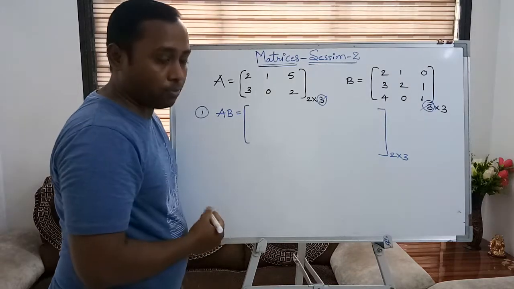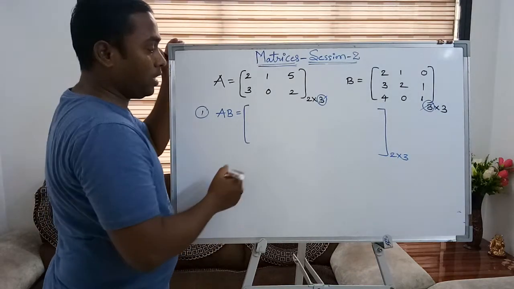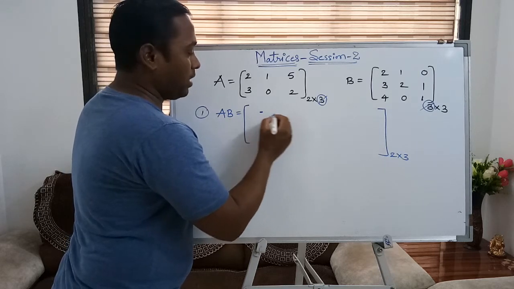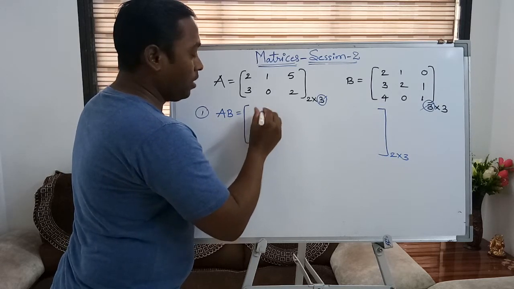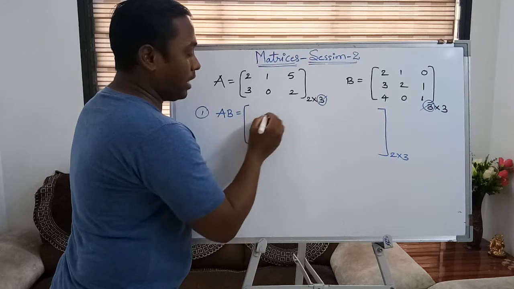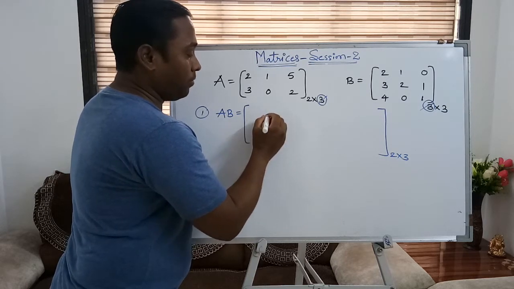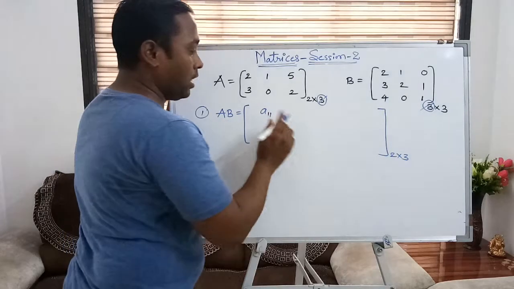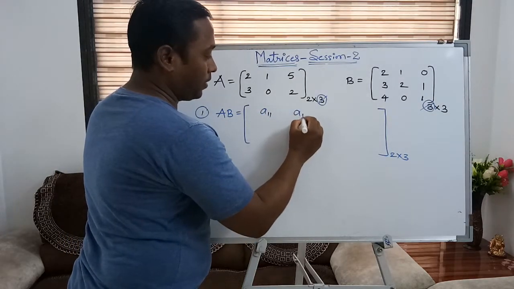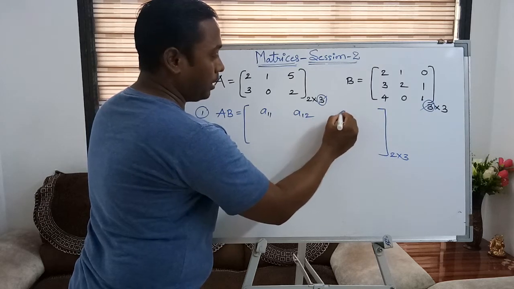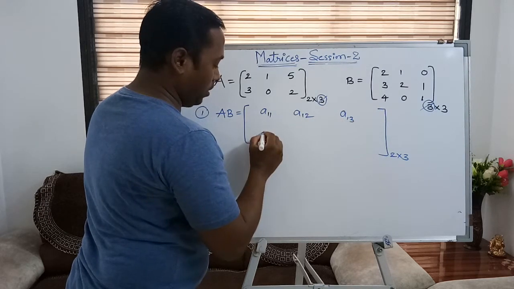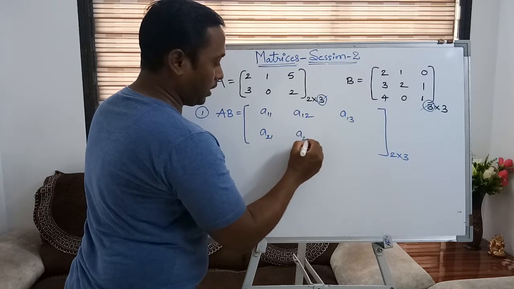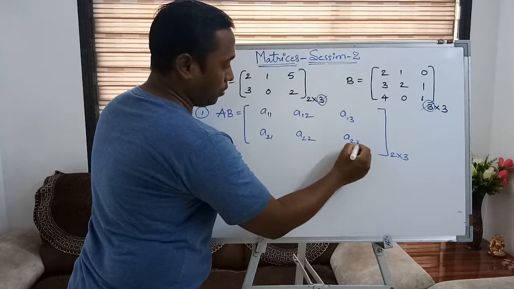How can we do this process? 2 rows 3 columns means 2 rows. What is the element here? We are writing as A11. If I want to write in symbolic form, first A11, A12, A13, 2 rows, no? Then A21, A22, A23.